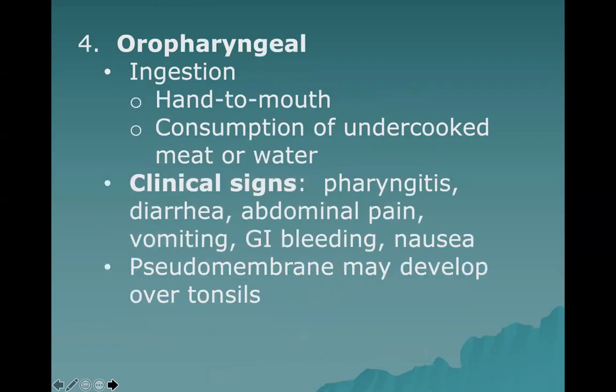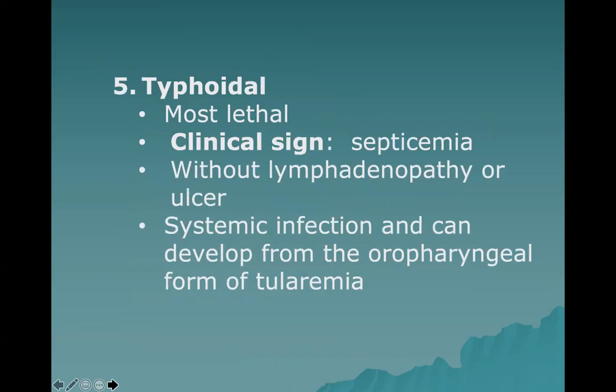Next is the oropharyngeal form, which involves ingestion of contaminated material, so consumption of undercooked meat or contaminated water. So it involves hand-to-mouth transmission. Clinical signs are pharyngitis, diarrhea, abdominal pain, vomiting, gastrointestinal bleeding, nausea, and a pseudomembrane that may develop over the tonsils.